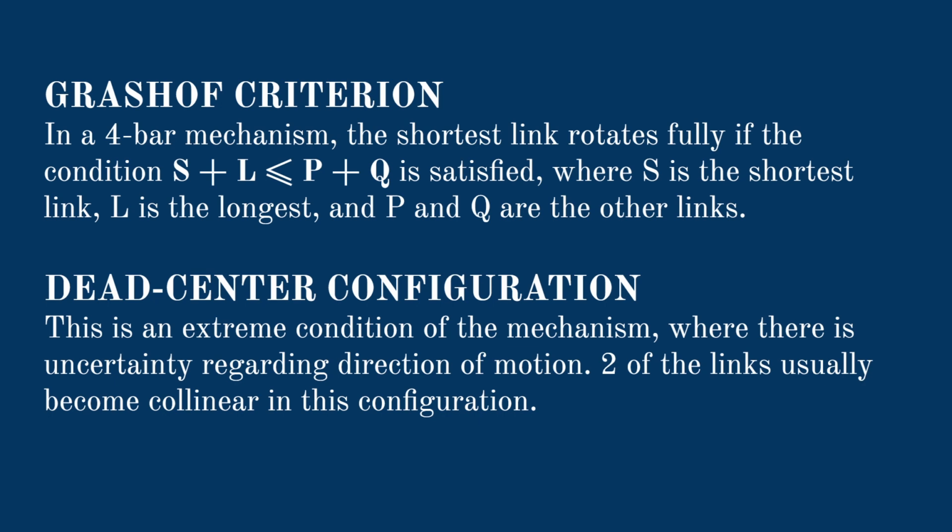Second is the dead center configuration. This is an extreme configuration of a mechanism where there is uncertainty regarding the direction of further motion. It is obtained when two of the links become collinear. At this configuration, the mechanism may move in more than one direction.